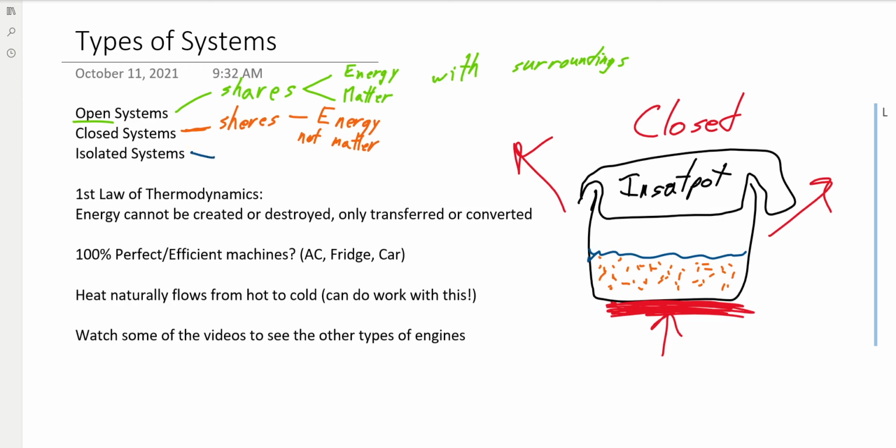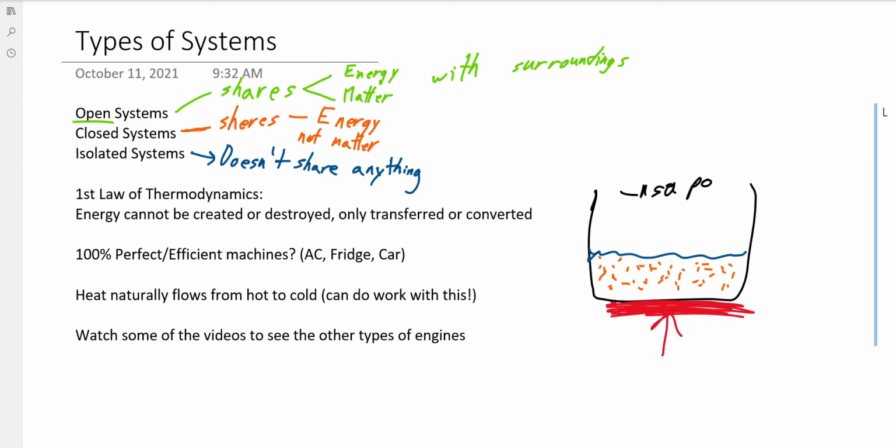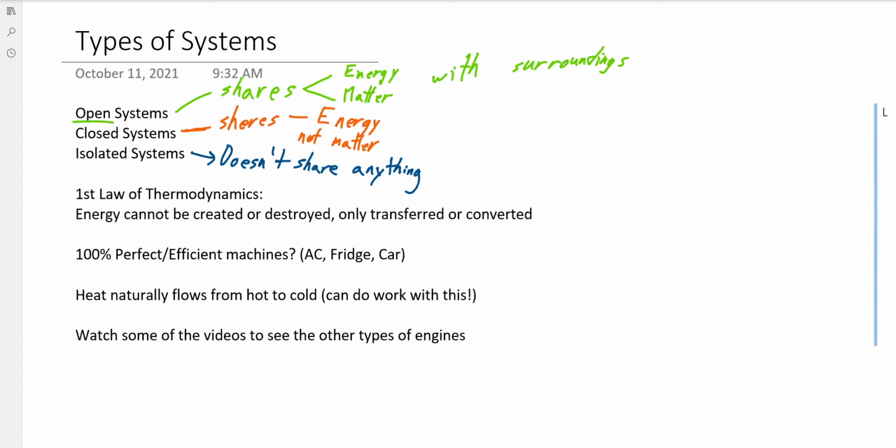Okay, and last but not least, we have isolated, which doesn't share. And it doesn't share anything. It's a bad boy. So isolated systems don't like to share anything, whether that be energy or matter. They don't share anything at all. Isolated systems don't exist. Okay? However, we can approximate an isolated system, we can say that there are things that are close to isolated systems. They're not exactly right, but they're close.